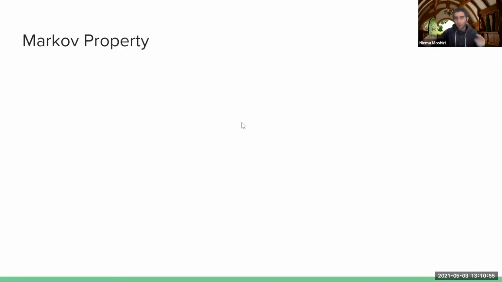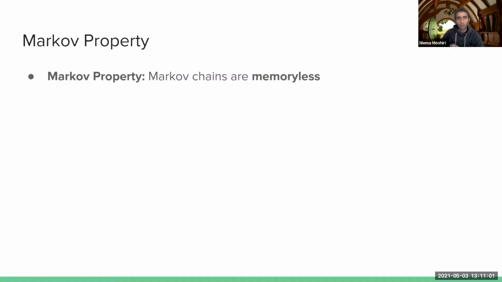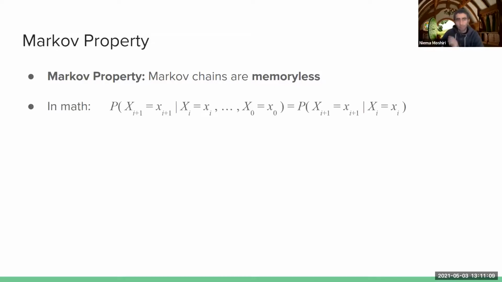So why is it a Markov chain? What does Markov actually mean? So there's what's called the Markov property, which is basically saying that Markov chains are what is called memoryless. So what does memoryless mean? First I'm going to give you a mathematical definition.